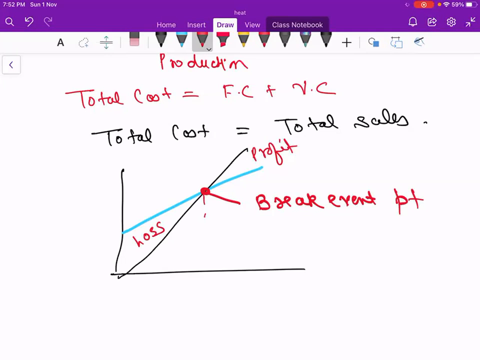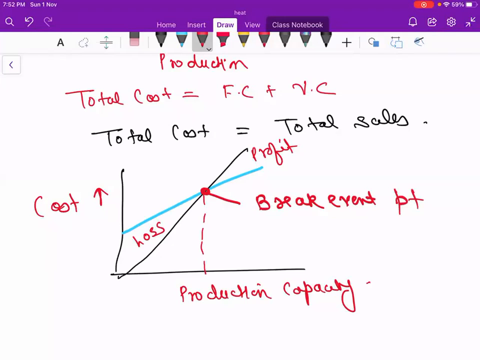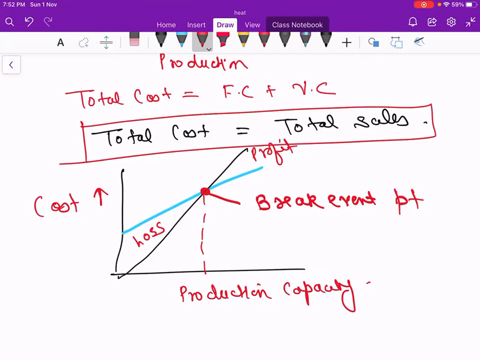Okay, so how much production we want, that is production capacity, and this is cost. Okay, so this is break even point. At this break even point, total sales equals total cost. So this is break even point. Total sales equals total cost. So write these points.